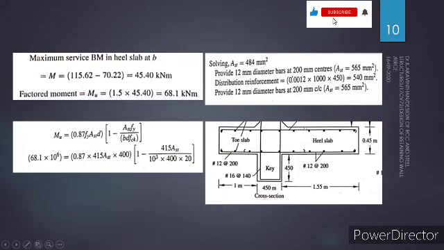Now what have we designed? We have designed the heel slab, this part. For designing the heel slab, we found that the main bars are along the width direction, and the distributors are the dots provided here, which will go throughout the length. Both are 12 mm dia bar at 200 mm center to center. Now next we have to design the toe slab.